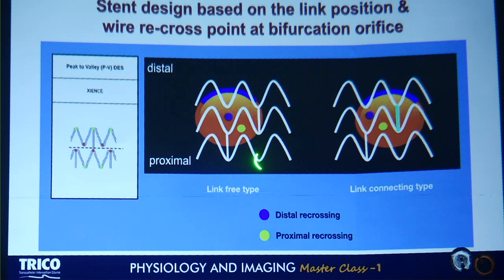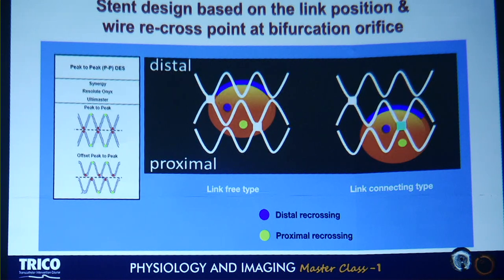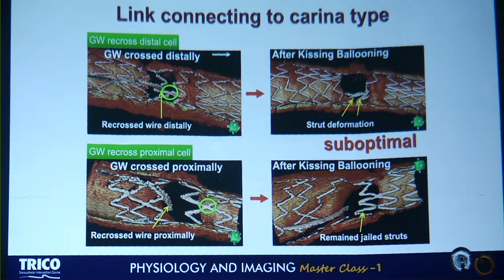And these are the things which you can also see on OCT in fly-through mode, and you can tell what stent has been used before, even if the patient does not have the information. A Japanese study has shown that distal crossing and link-free carina will give a great result, and proximal crossing and link-connecting carina will have a cosmetically bad result.